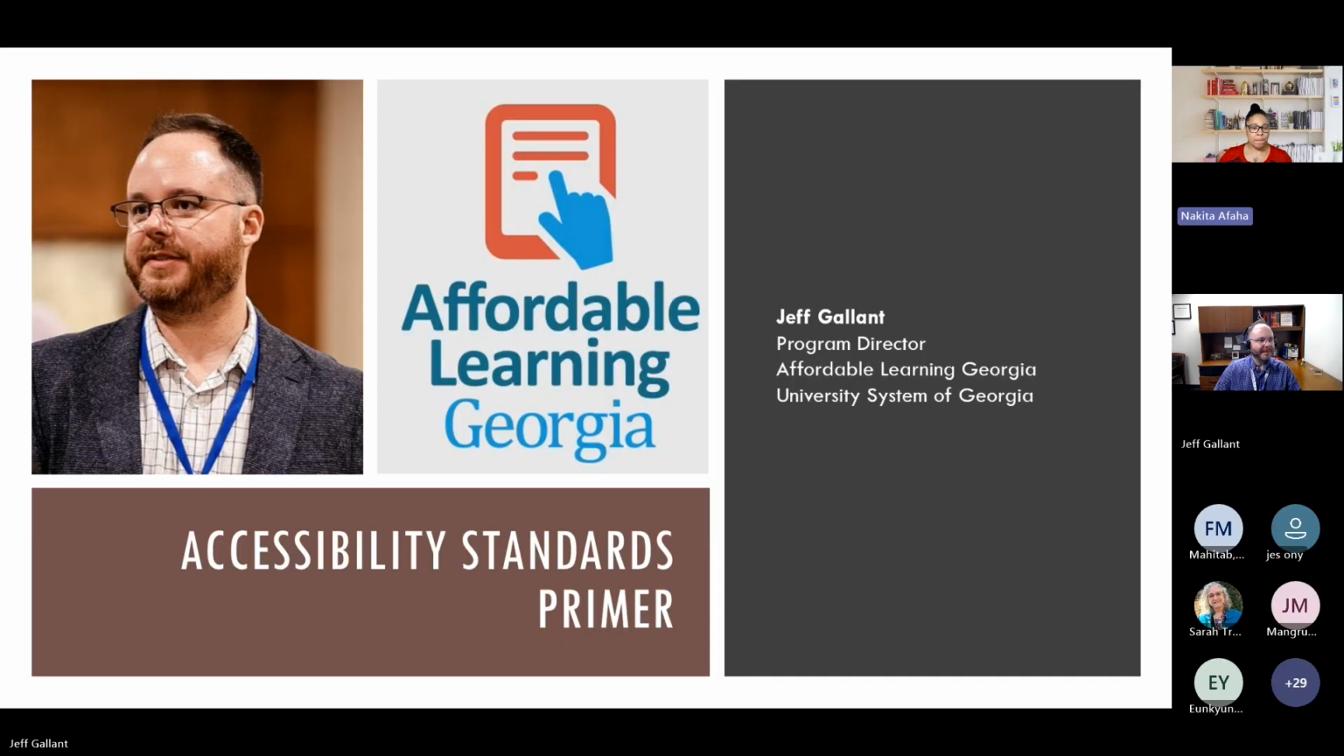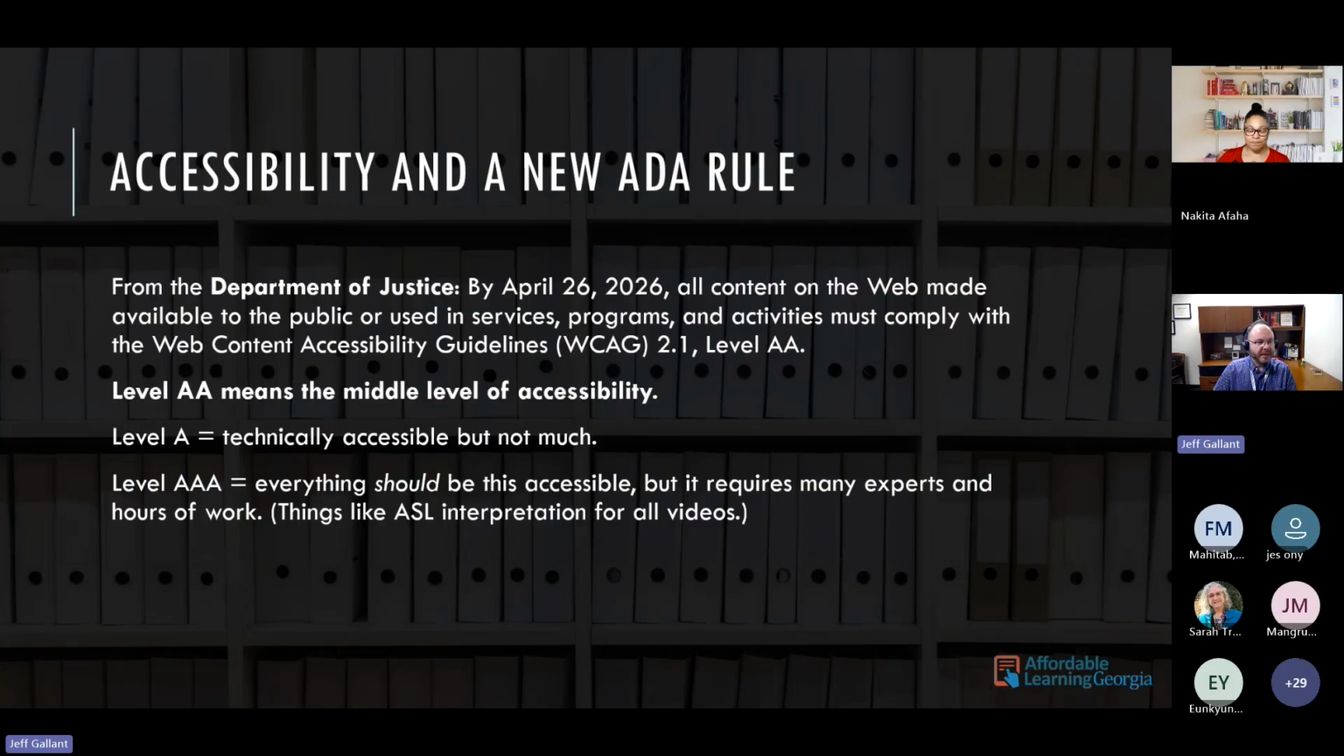Next, Jeff. Now we can get into what this session is about, and I will turn it over for Jeff to introduce himself. Hi, so I'm Jeff Gallant. I'm the Program Director of Affordable Learning Georgia. Over the past couple of years, we've gone from just training about accessibility to really checking for accessibility whenever we're sharing out our materials. Part of that has to do with a requirement, but part of that has to do with just an ethical responsibility.